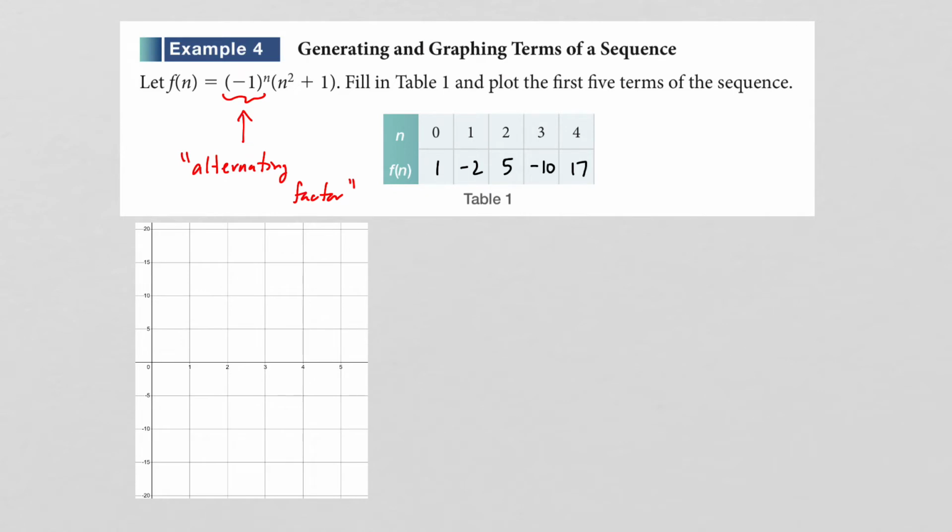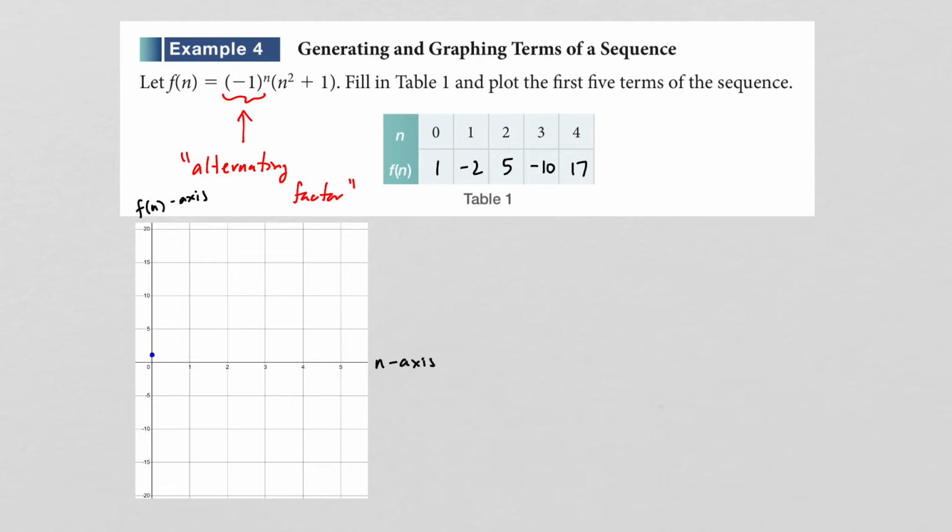Now, for the second part of this, how do you plot the terms of the sequence? Well, we're going to plot the terms by thinking of the x-axis as being the n axis, and the y-axis will be the f of n axis. And we're just going to plot these like points. So think of this point right here as being 0, 1. Well, where is 0, 1? Well, 0, 1 is right about here.